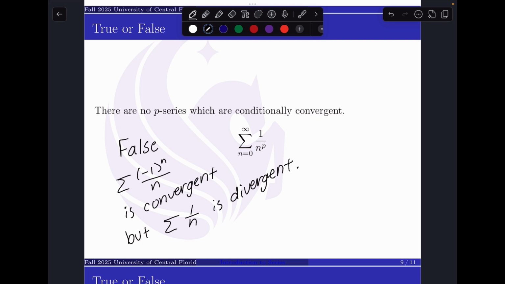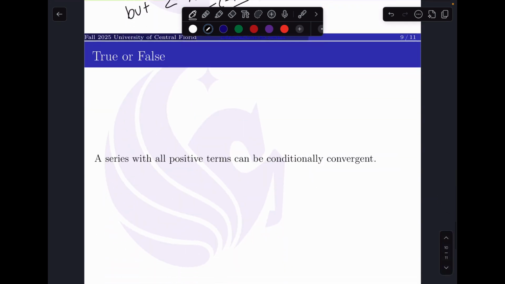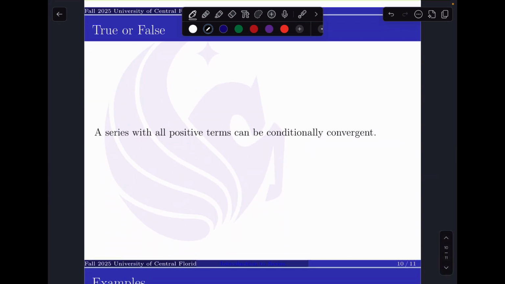So that tells me that the series (-1)^n over n is conditionally convergent. All right, a series with all positive terms can be conditionally convergent. This one is false.